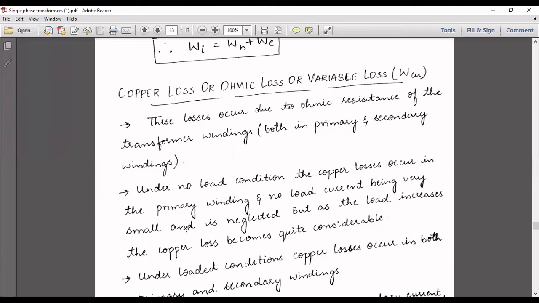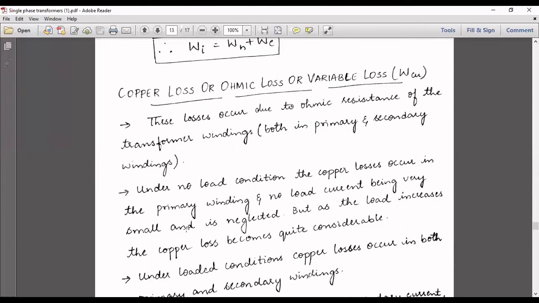So what is the no load condition? That is when there is no load connected on the secondary side. Because there is no load connected, there will be no current flowing and no EMF. Since no current is flowing, copper losses will occur only in the primary side, because in the secondary side there is no current flowing. Because of the no load condition, the current consumed by the primary will also be very small, so the copper losses will be very small and are neglected.